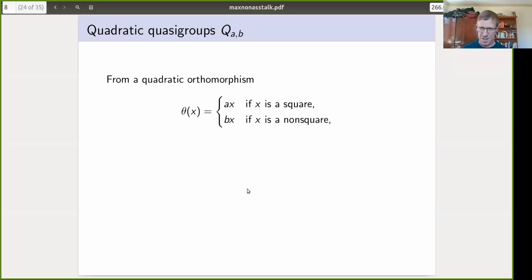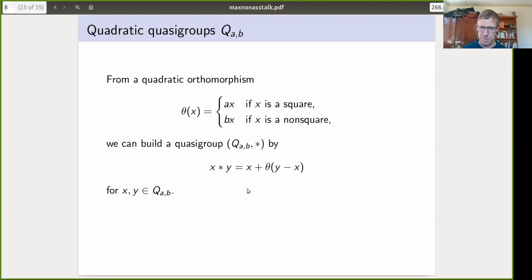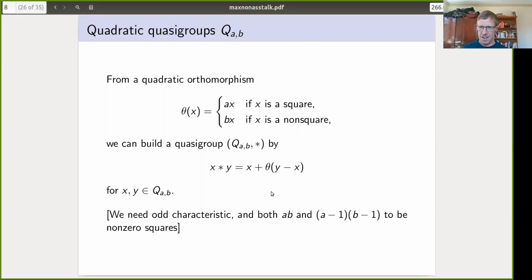So again, this is the quadratic orthomorphism. You have two field elements, A and B, multiply squares by A, non-squares by B. That's your orthomorphism. And then you build the quasi-group using this rule here. So it's a very simple rule that involves applying this orthomorphism to y minus x and adding x. So that's the definition of QAB, and that's an object that turns out to be extremely useful for constructing the maximally non-associative quasi-group that we're trying to build.